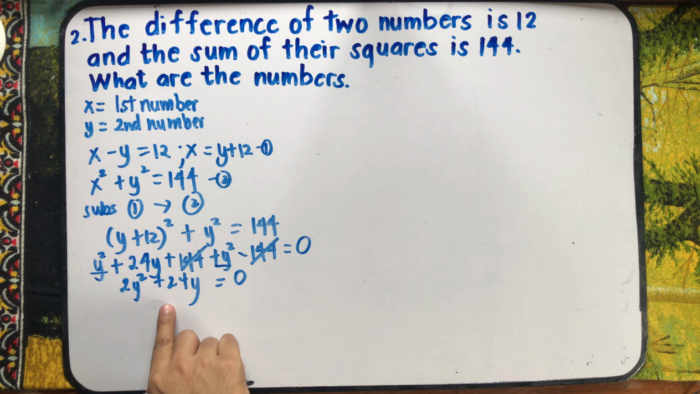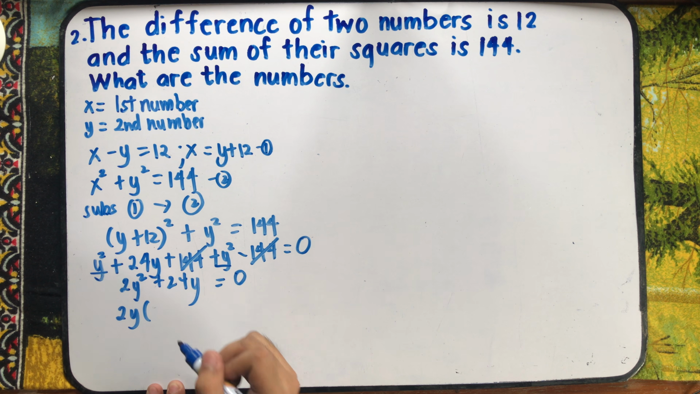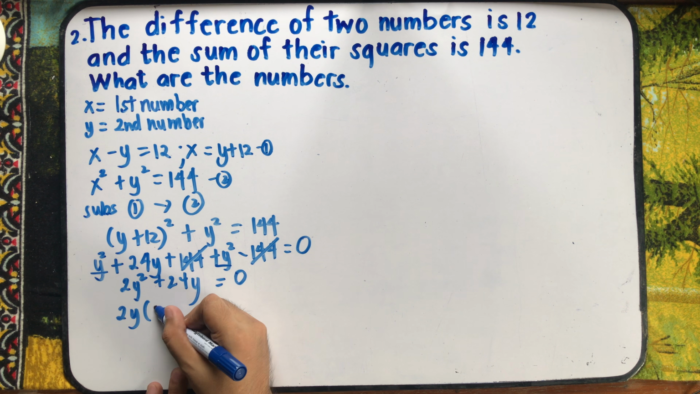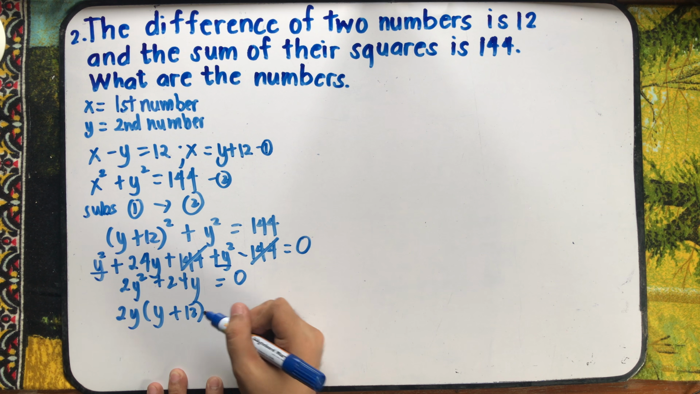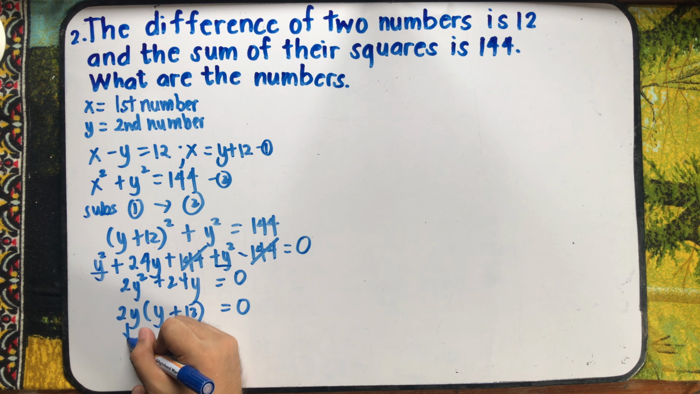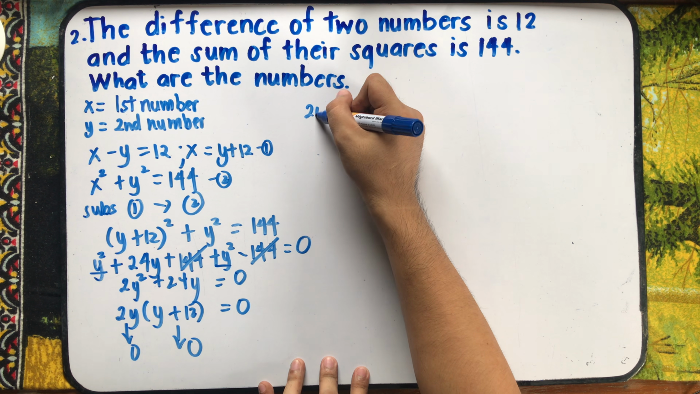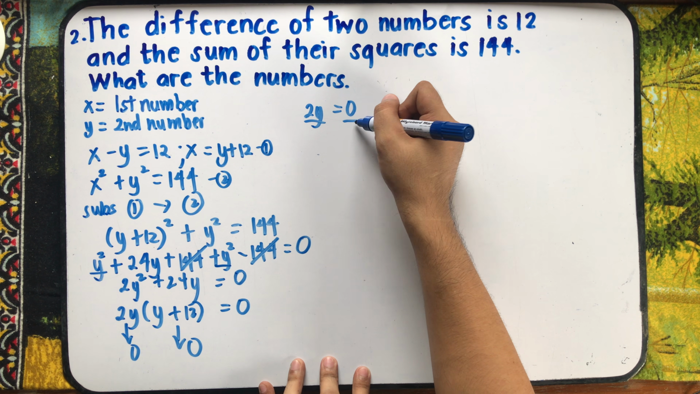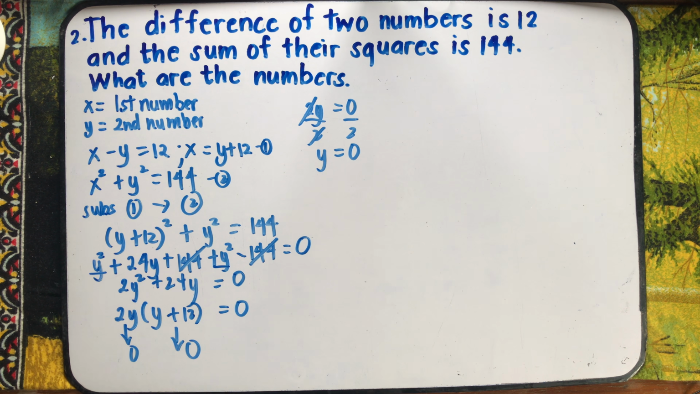Since this is 2y squared and we have plus 24y, their common factor would be 2y. If we factor out 2y, this becomes y. 24 divided by 2, that becomes 12, is now equal to 0. Equate this to 0. Equate this to 0. Therefore, we'll be having 2y is equal to 0. Divide both sides by 2. Therefore, y is equal to 0. One value of y is equal to 0.